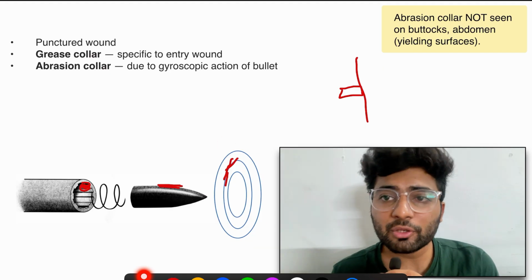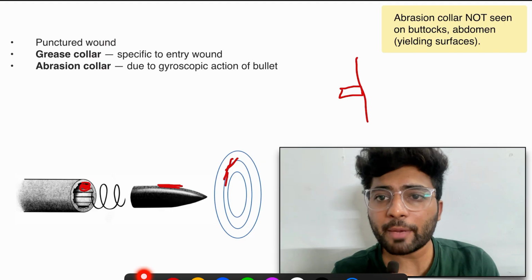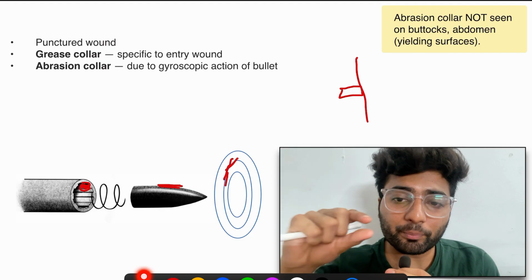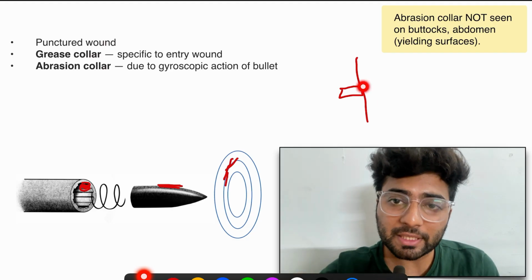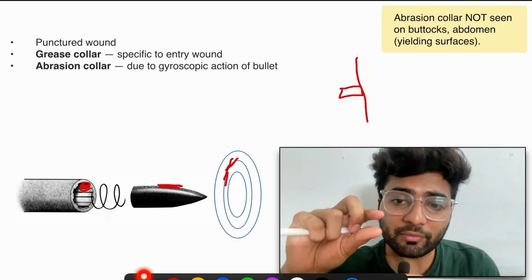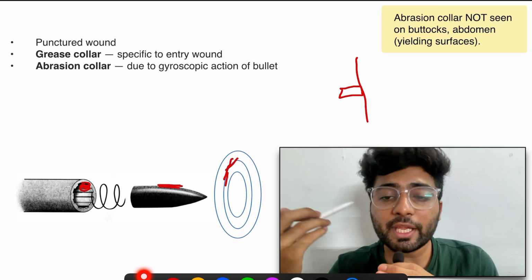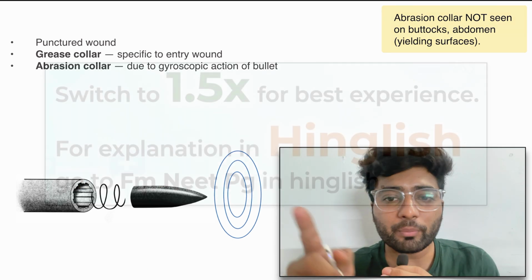Now this abrasion collar is not seen on the buttocks or abdomen where there is no pressure. This is only caused when the skin is highly tense, which causes the stretch mark. In the abdomen and the buttocks there is no pressure, they are yielding surfaces, so there will be no abrasion collar.